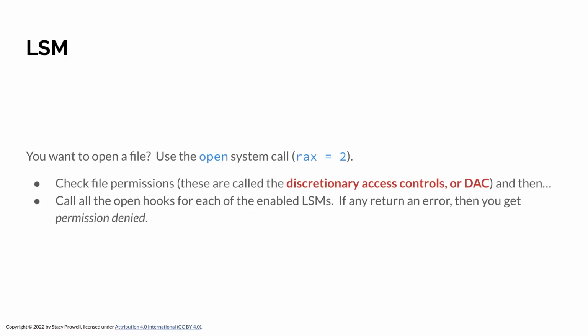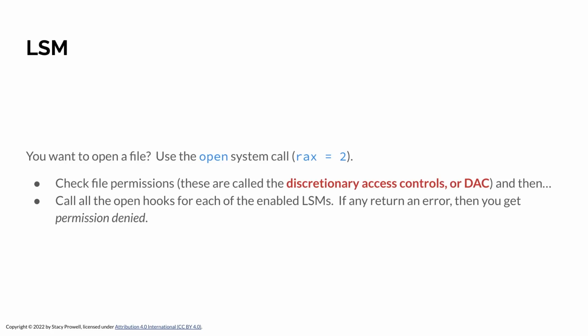So, for example, suppose you want to open a file. You'd use the open system call, rax = 2, and you check the file permissions. File permissions are discretionary access controls, or DACs, right? Why are they discretionary? Well, you can set them, right? You can modify the permissions on a file yourself. You basically are saying, I want this file to have these permissions for me, right? And so, as the owner, you have discretion to set those. It's not mandatory. It's not something that's enforced by the entire system.